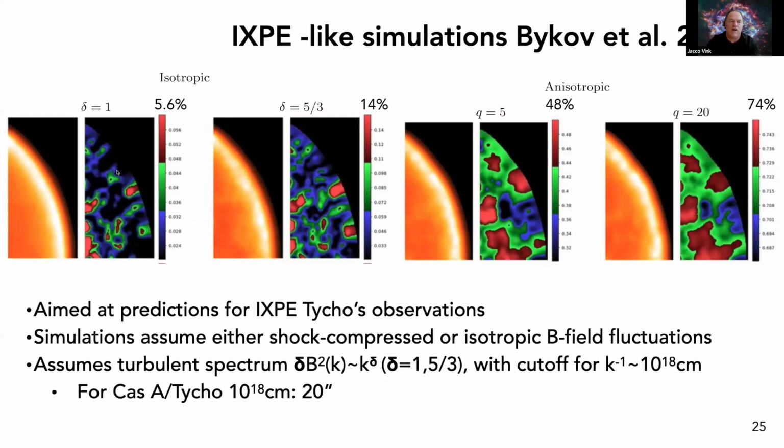So it could be as low as 5.6%, maybe even up to 74%, depending on the compression ratio. The higher the compression ratio, the more induced tangential magnetic field, and the higher your polarization fraction. If you have quite some turbulence, you expect a low polarization, but it of course also depends on what are the length scales of the turbulent field modes. And in this particular simulation, it was 10 to the 18 centimeter, which corresponds to roughly the resolution of IXPE, which is 25 arc seconds.